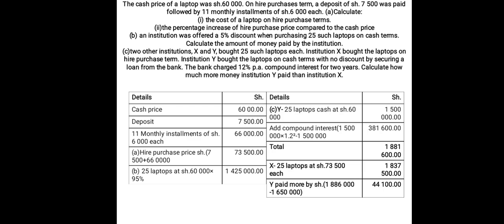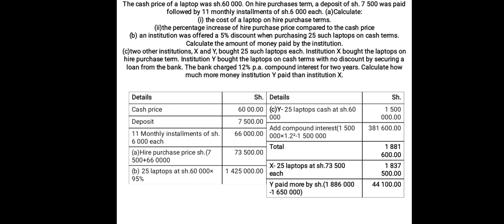Now let's look at part A first. We have been asked the cost of a laptop on hire purchase term. So cost of a laptop on hire purchase term, you take the deposit plus 11 installments of 6,000 shillings each. So that is 7,500 plus 66,000. We get that the hire purchase price is 73,500 shillings.